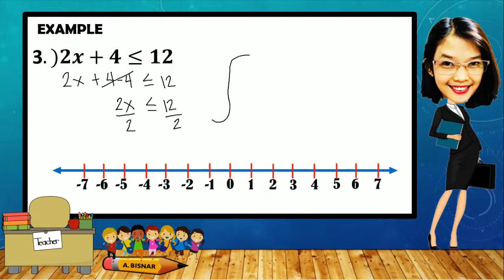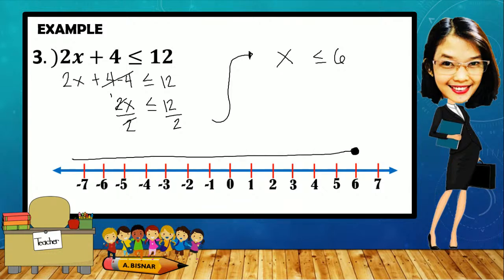So let's write our answer here. 2 divided by 2 is 1. 1 times x is x. 12 divided by 2 is 6. And then we'll copy the symbol less than or equal to. Since that is less than or equal to, then we will use circle with shade. And since it is less than, ibig sabihin, mas mababa, then papunta tayo sa kaliwa. Next.